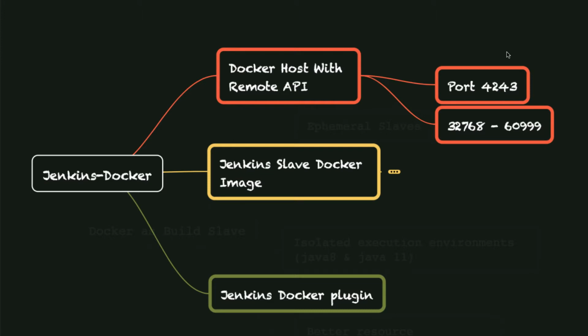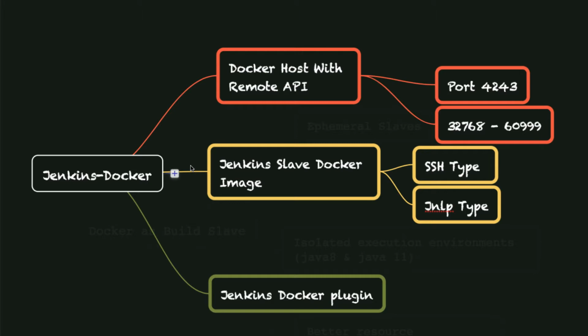So your Jenkins master should be able to communicate to any of these ports in this particular range, and it is very important. If you are in a corporate network and you use corporate firewall rules, make sure that these ports are open between your Jenkins master node and your Docker host where we are going to deploy the Docker containers. The second important thing is the Jenkins slave Docker image.